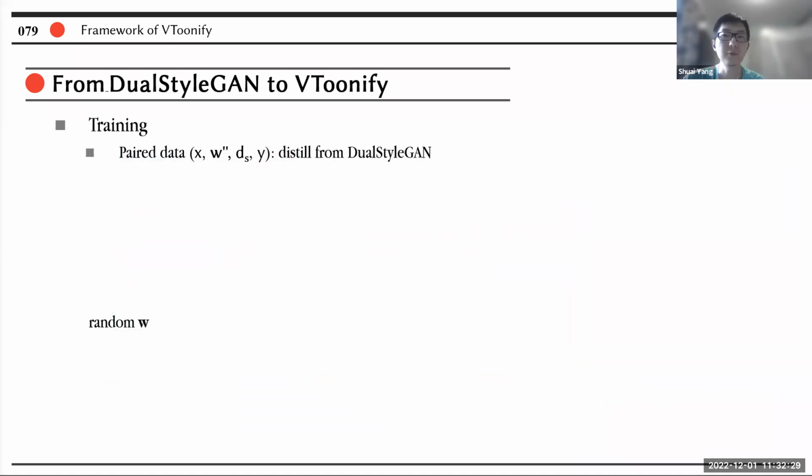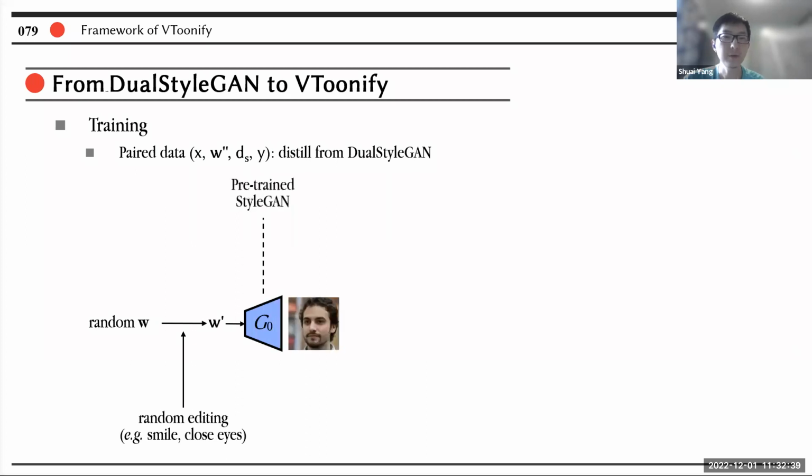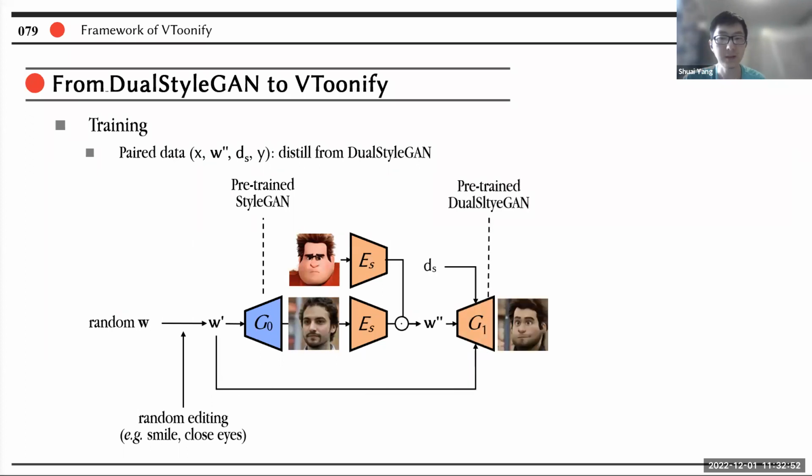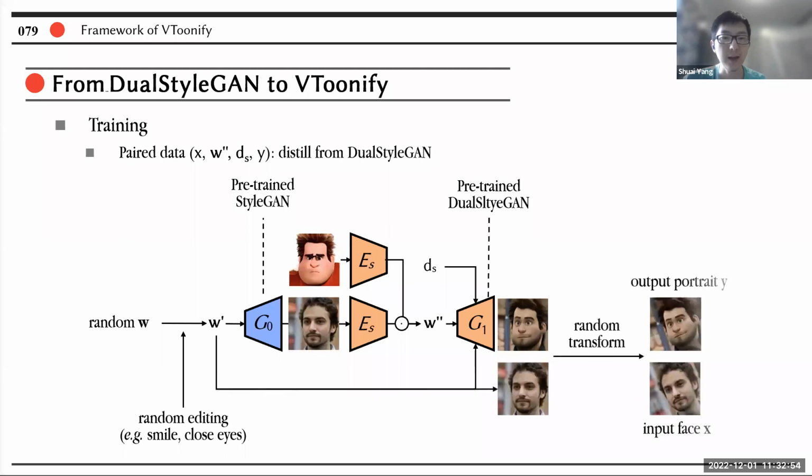As for training, we use dual StyleGAN to generate the paired data with the style condition W prime and the style degree DS. We generate real faces from random latent code with the StyleGAN. Generate the style condition W prime to stylize the face with dual StyleGAN under the style degree DS, and apply random geometry transformation. To make the network learn color transfer, we further apply color jittering to the real faces.